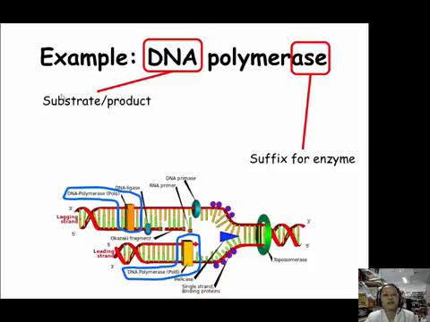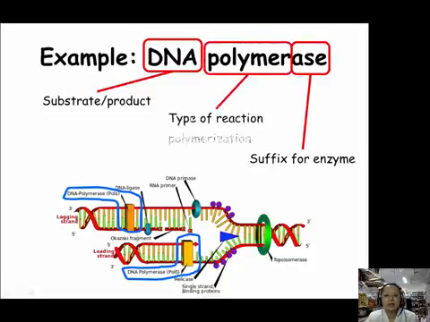And then the third part, polymer, is denoting the type of reaction, which is polymerization. So the name DNA polymerase actually means an enzyme that is in charge of polymerizing DNA. Okay, now you understand how to name your enzyme.